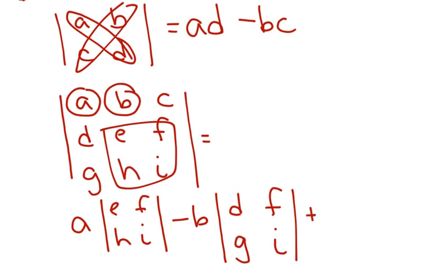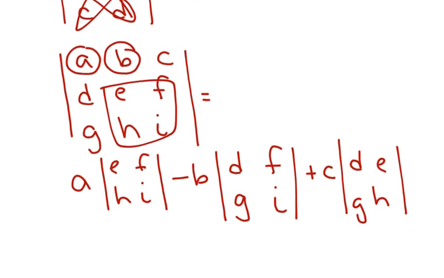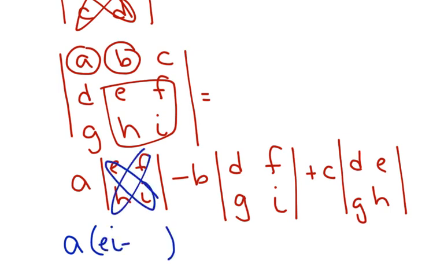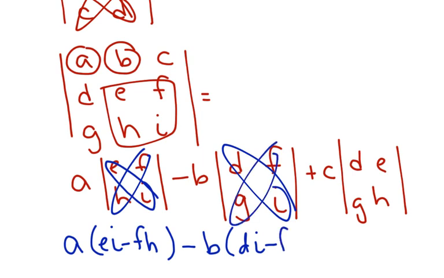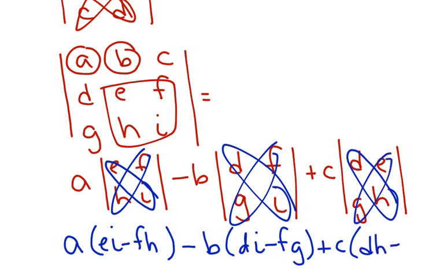And then we're going to alternate again and do plus C and do the determinant of D, E, G, H. I picked those 4 because they were not underneath of C. And again, when you go to do this, you have to multiply in a very particular order. You have to do EI minus FH. The multiplication part, that's not the part that matters. I could do IE minus HF. But the subtraction is very important. Then minus B, DI minus FG, plus C, DH minus EG.